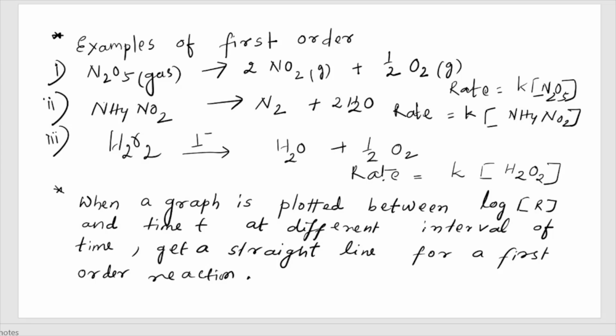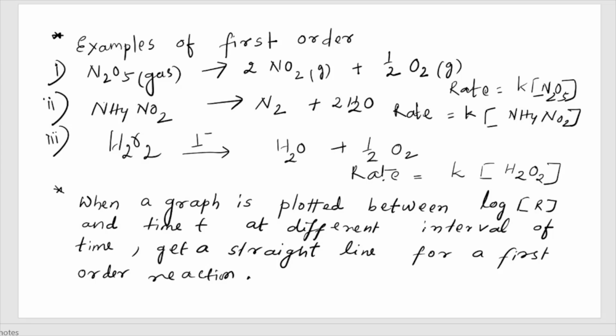So N2O5 gas changes to NO2 plus half O2. NH4NO2, that means ammonium nitrate, gives N2 plus 2H2O. And here, since it is first order, what is the rate? Rate equal to k times the molar concentration of N2O5. And for the second one, rate equal to k times the molar concentration of NH4NO2.